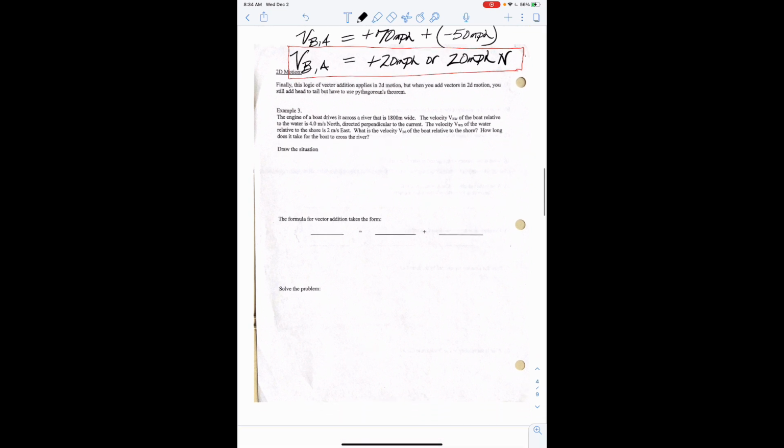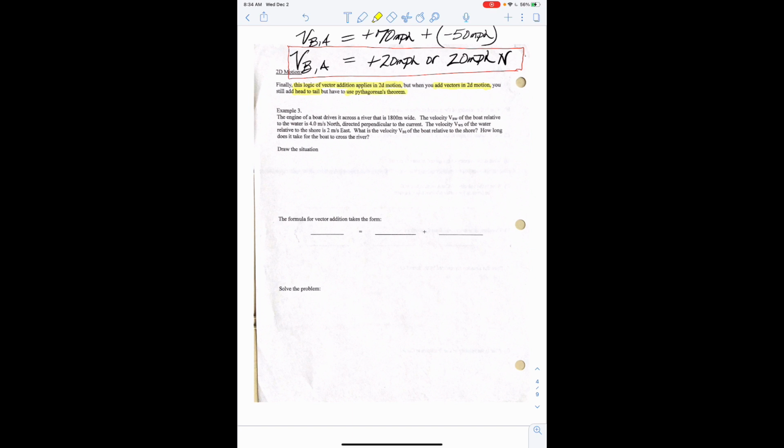All right, so this is the follow-up part to the relative velocity 1D motion. This will be the 2D motion part, and this will be from the same note guide, so you should have that open. The logic and what we have written here applies to 2D motion, the same logic that we used in 1D. But we should remember that when we add in 2D motion, we put the vectors head to tail, but we have to use Pythagorean theorem.